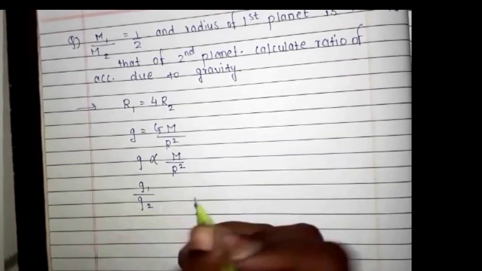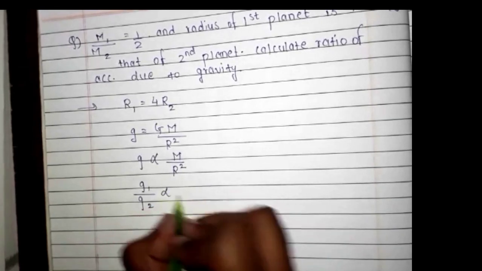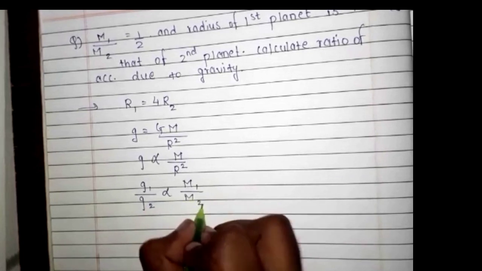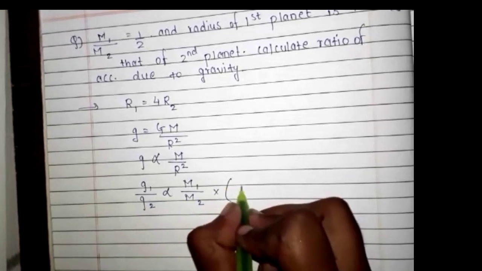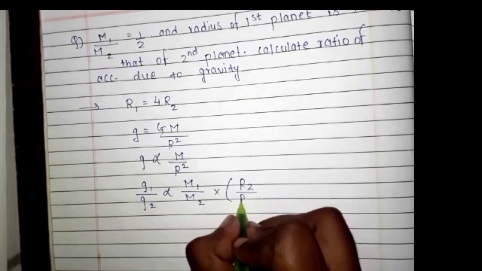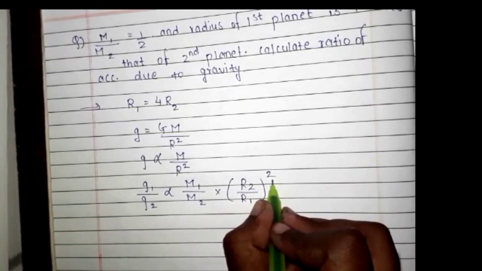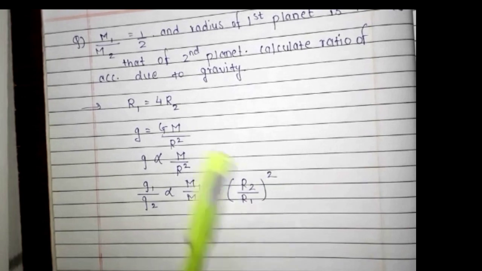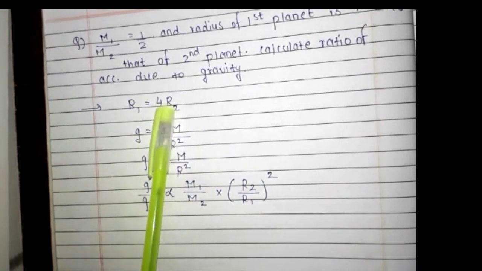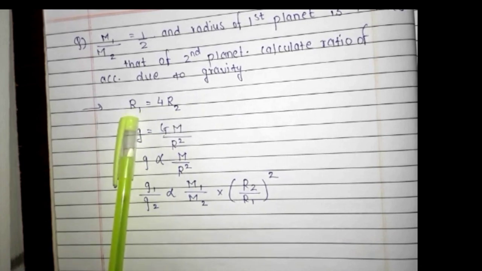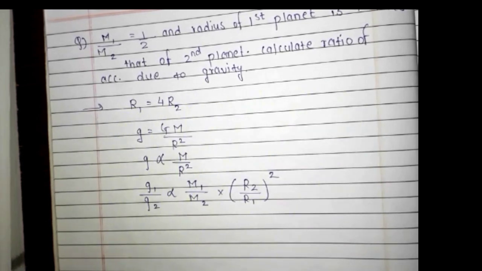So g1 upon g2 is directly proportional to m1 upon m2 and inversely proportional to the radius. Therefore it will be (r2 upon r1) whole square. So we here get that r1 is equal to 4 r2. Therefore r2 upon r1 is equal to 1 upon 4.